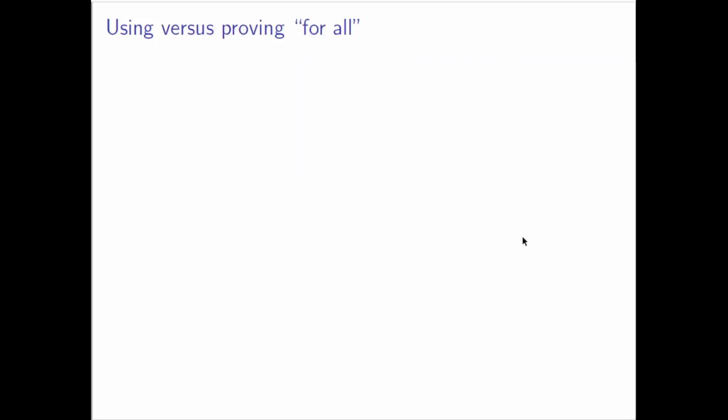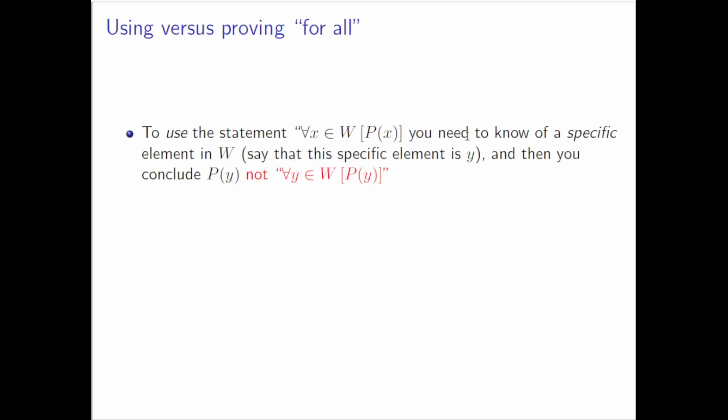Okay, and then just to wrap things up and review, using for all versus proving for all, they look very different, right? To use for all x in W, P of x, sorry, there should be a double quote ending right here. You need to know of a specific element in W. And maybe that specific element, let's just call it y. And then you conclude just what appears after the comma here, just the thing in square brackets. You just conclude P of y. You don't conclude for all y in W, P of y, or something like that.